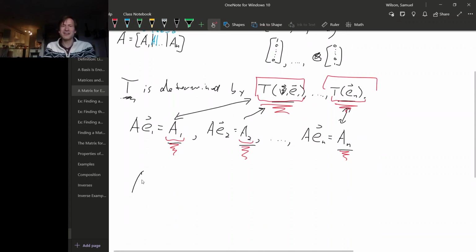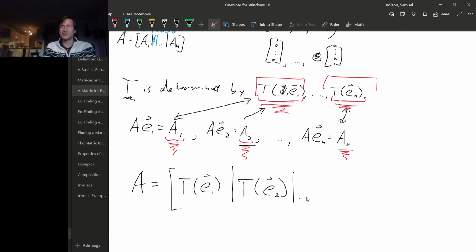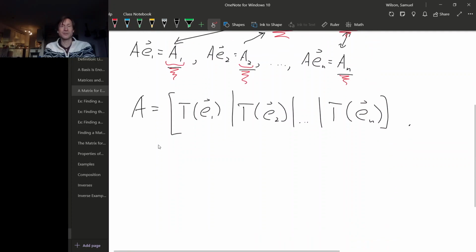So what we're saying here is we've found A. A is the matrix whose first column is T applied to the first standard basis vector. The second column is T applied to the second standard basis vector, and so on, down to T applied to the nth standard basis vector. And that should do the trick, right?